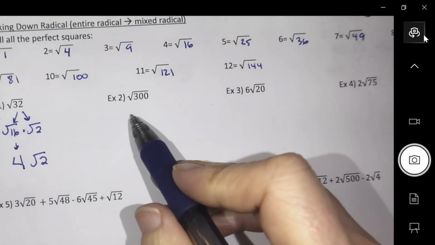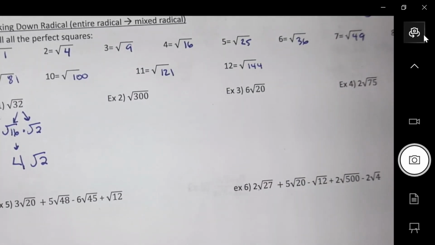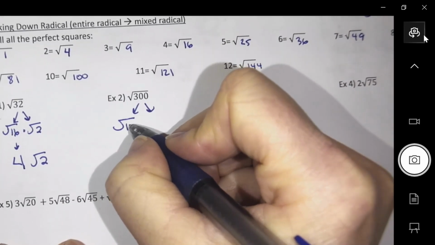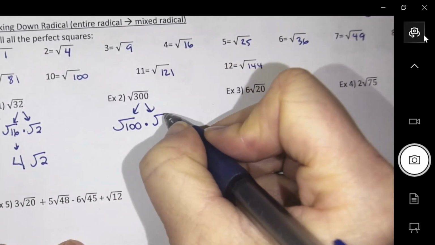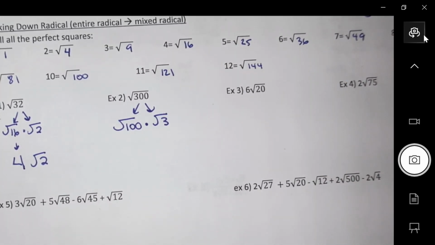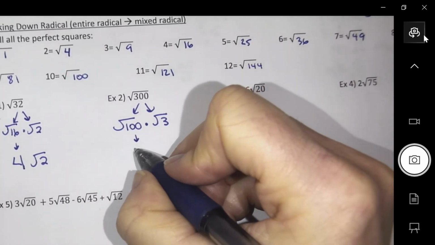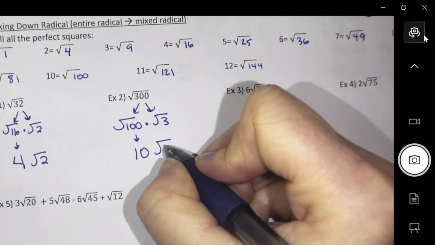Okay, 300 is divisible by what biggest perfect square? 100. So root 100 times root 3 makes root 300. And then the root of 100 is the whole number 10.